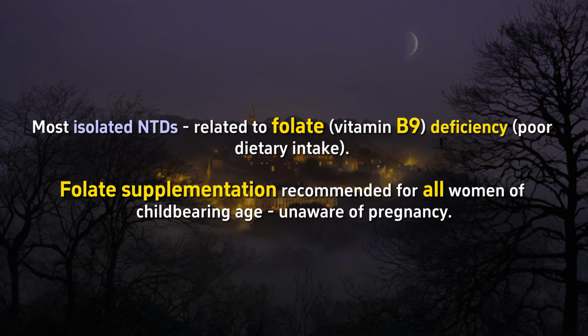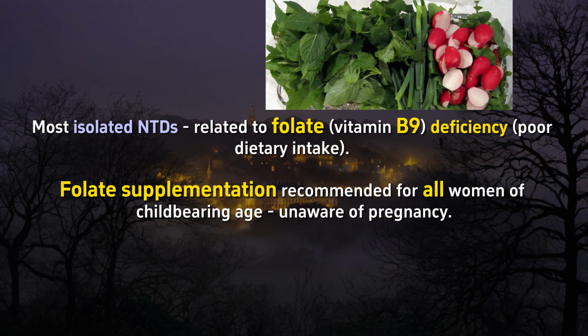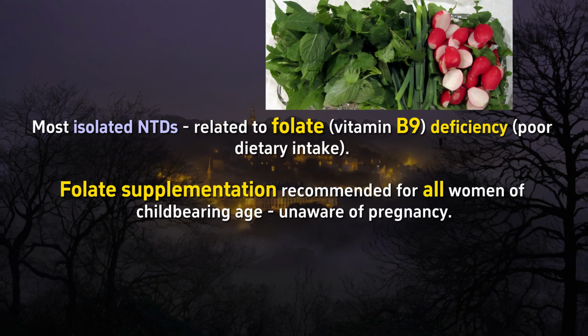Most isolated neural tube defects are related to folate, vitamin B9, deficiency, for example, poor dietary intake. Folate supplementation is recommended for all women of childbearing age, because the neural tube develops during the time when most women are unaware of their pregnancy.